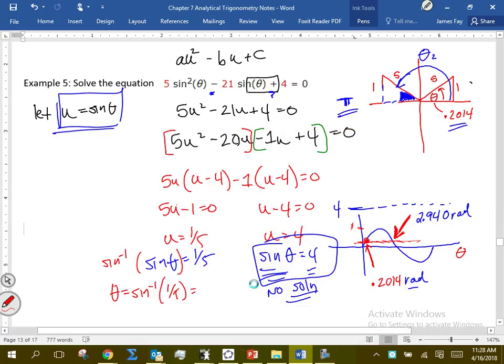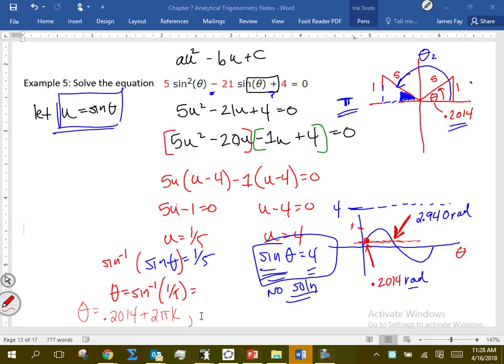the infinite number of solutions would be theta equals 0.2014 plus 2 pi k and 2.940 plus 2 pi k. Now I use 2 pi because that's the period for the sine function. Okay. Is that something we can do? All right.